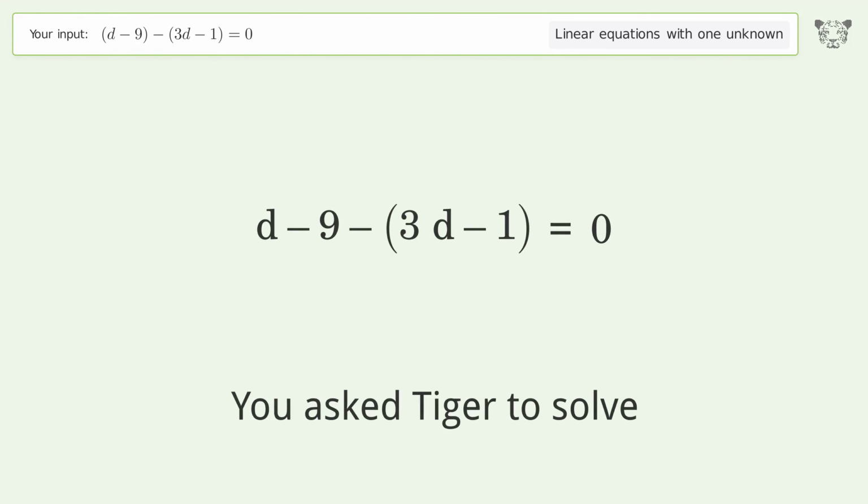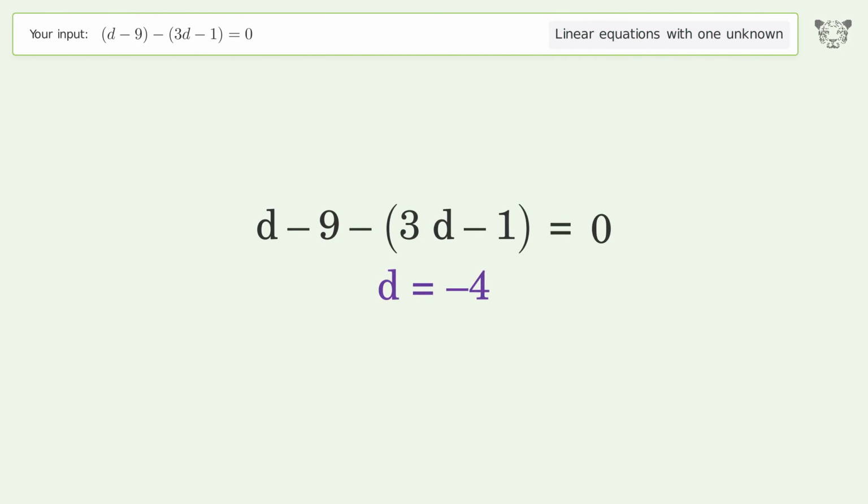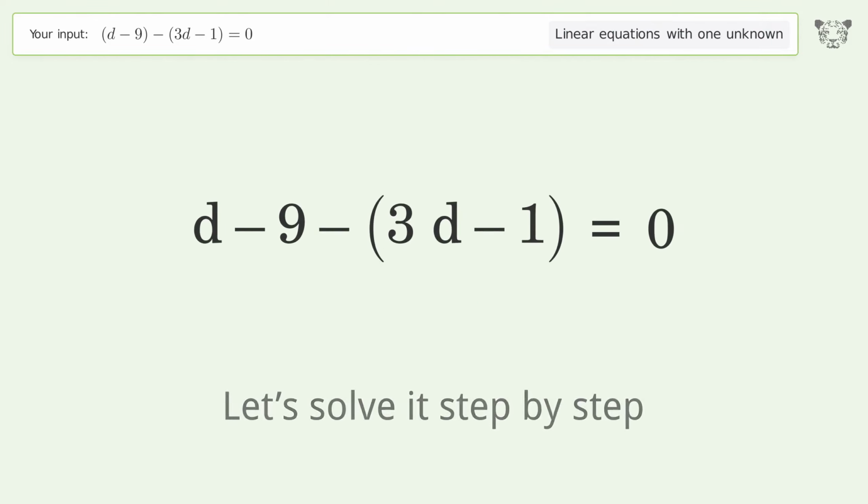You ask Tiger to solve. This deals with linear equations with one unknown. The final result is d equals -4. Let's solve it step by step.